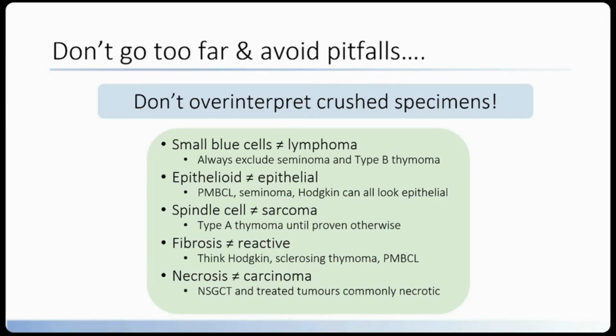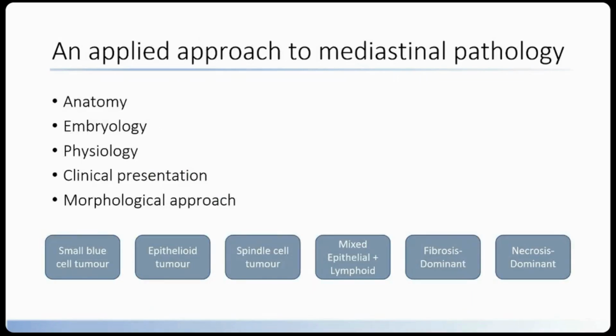And so I suppose the take-home message is: small blue cells doesn't mean lymphoma. Epithelioid doesn't mean epithelial. Spindle cells definitely don't mean sarcomas, probably a type A thymoma. Fibrosis could well be part of the lesion rather than just a reactive process within the mediastinum. And as we've just talked about, necrosis does not mean carcinoma. So I think that's my time nearly up.